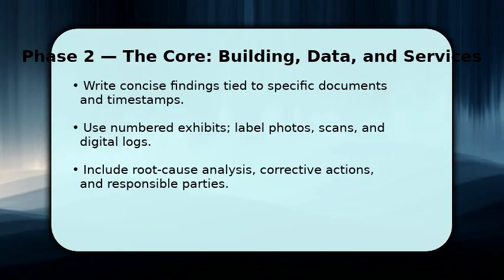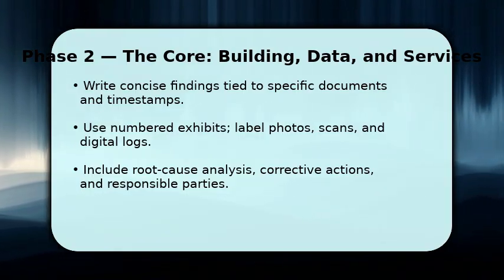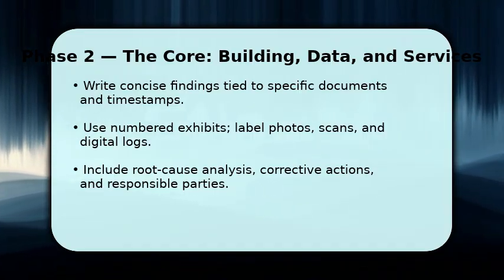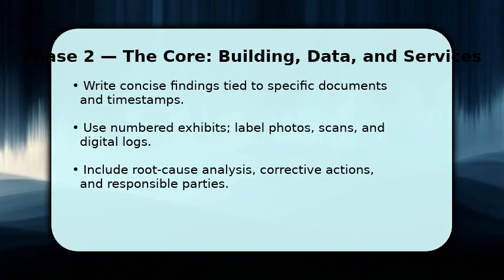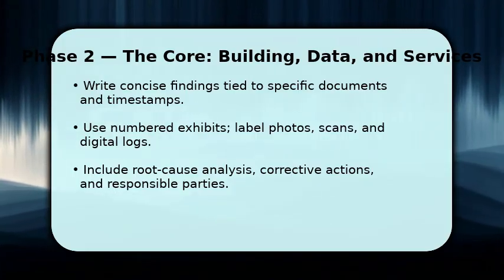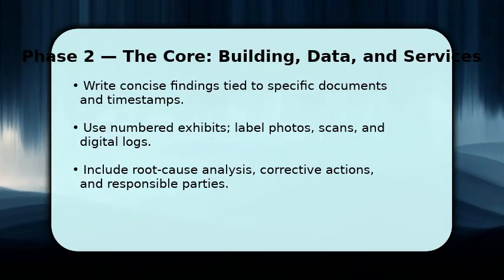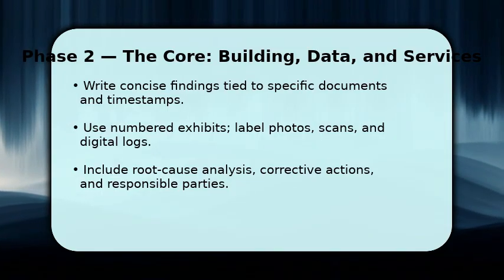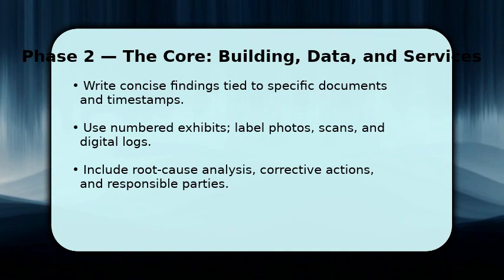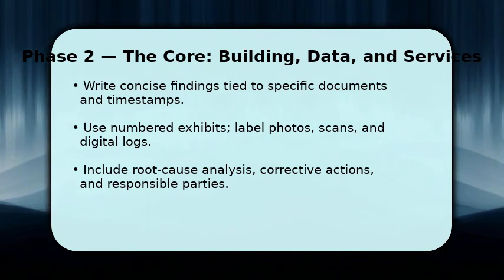You now turn raw data into clear findings and link them to proof. Describe each finding with its supporting document and exact timestamp so reviewers can verify quickly. Use numbered exhibits, Exhibit 1, Exhibit 2, and label photos, scans, and digital logs to avoid confusion. Explain the how and why of each issue. Did procedure fail, or was training missing? Then propose corrective actions with named responsible parties and deadlines, because a compliance report must show both diagnosis and a realistic remedy that supervisors can act on.